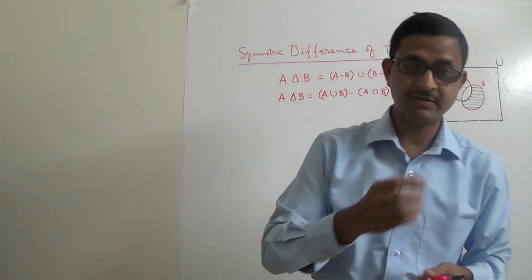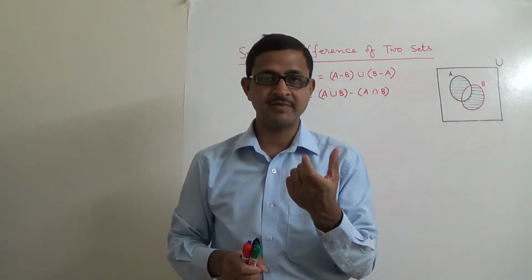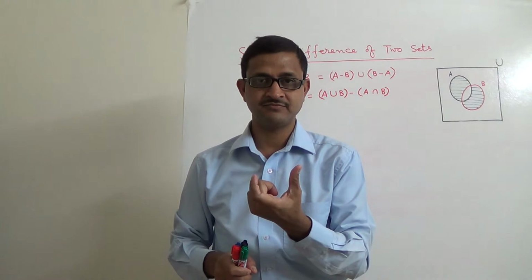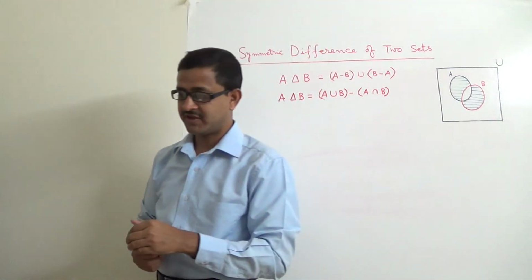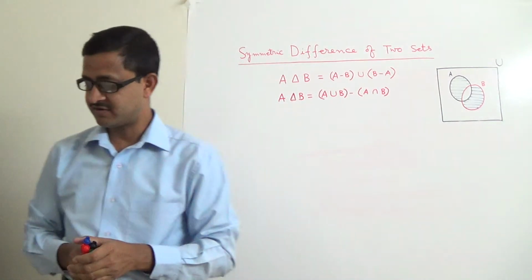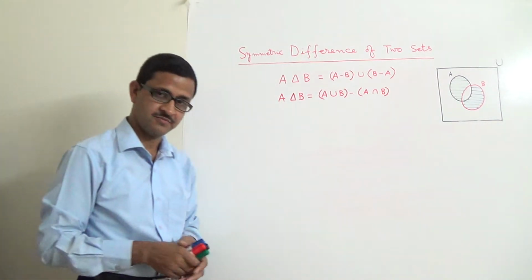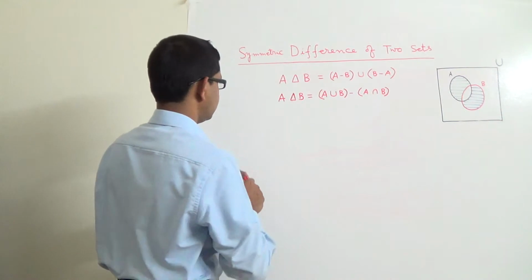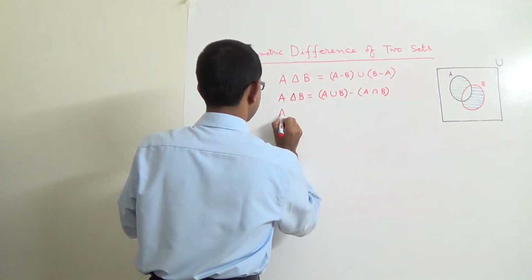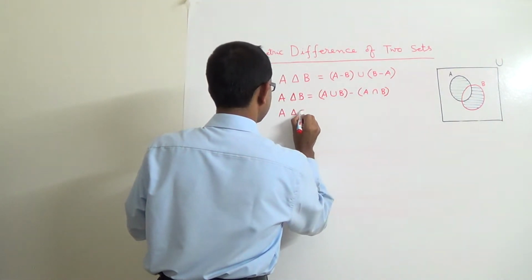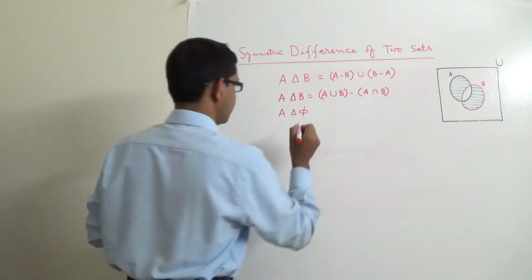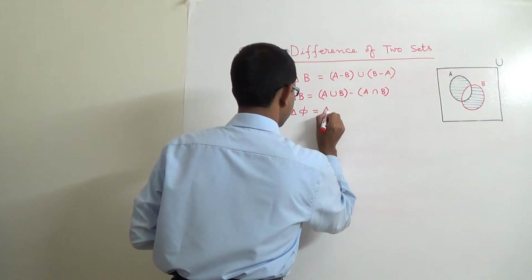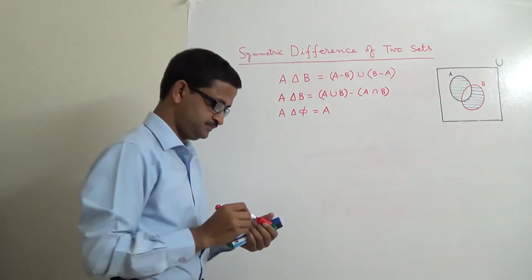So what will be the symmetric difference of A and phi? Phi is the empty set. So A symmetric difference phi is nothing but the set A, right? So we can write that A symmetric difference the null set or empty set or void set, all are synonyms, is equal to the set A.